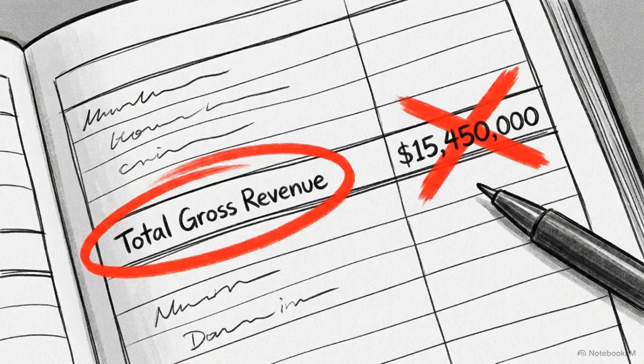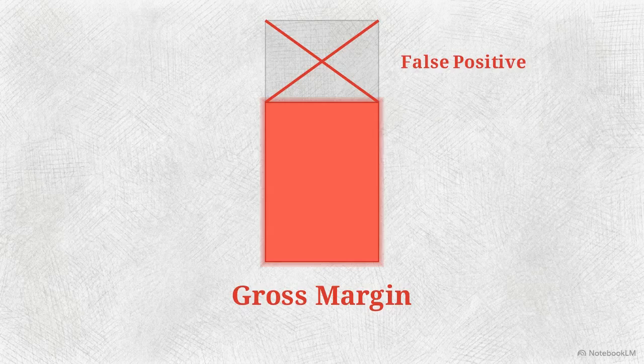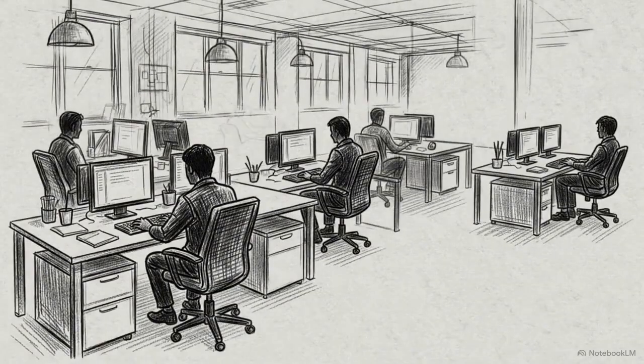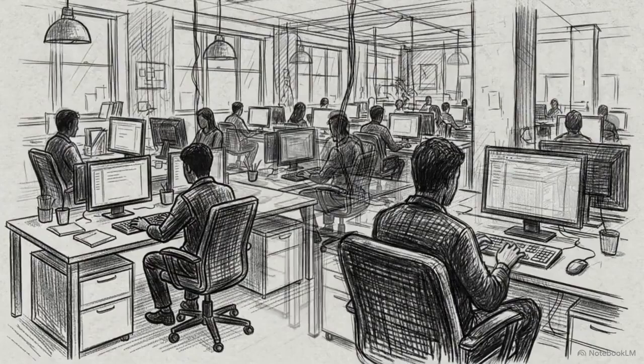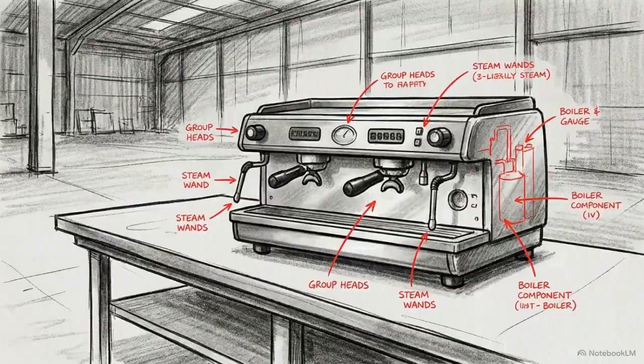That brings us to the second critical error, calculating customer lifetime value based on gross revenue. Rigorous LTV modeling demands slicing revenue down. Discard costs of goods sold and calculate strictly using gross margin. Plugging top-line revenue into unit economics creates a false positive, making structurally unprofitable customers look like assets. Relying on ad spend for CAC and gross revenue for LTV is the primary reason seemingly successful companies aggressively scale themselves straight into bankruptcy.